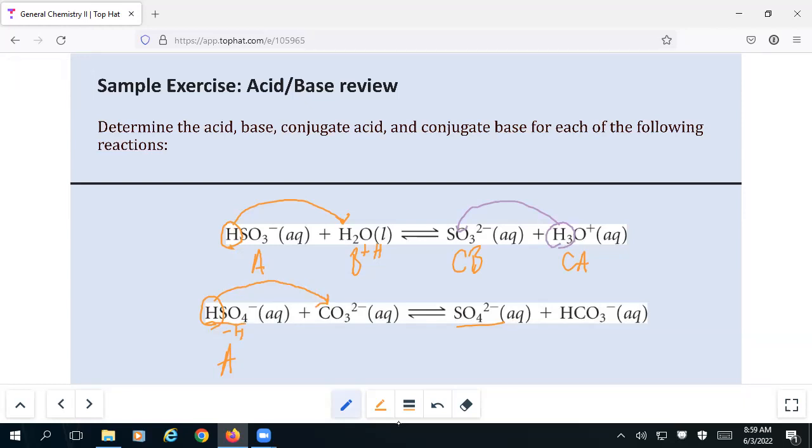Now, another dead giveaway here is the fact that the carbonate has no hydrogens to give. So under that definition, there's no way it could have been an acid. The only thing that it could be is a base. So that's the acid, that's the base. We've already identified the conjugates. So this would be our conjugate base. This would be our conjugate acid. We could double check ourselves just to make sure. Does the hydrogen go from the bicarbonate to the sulfate? And we can see that it does.